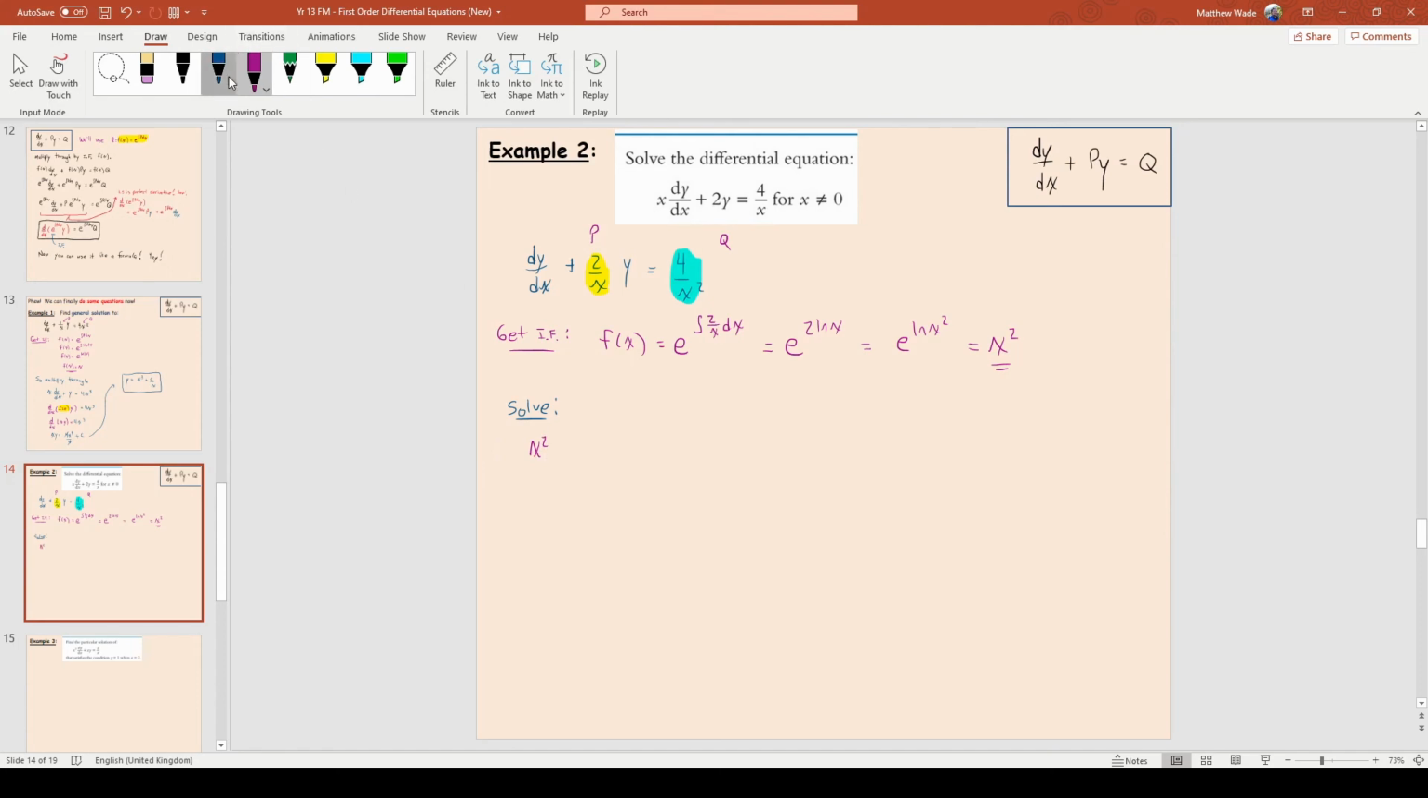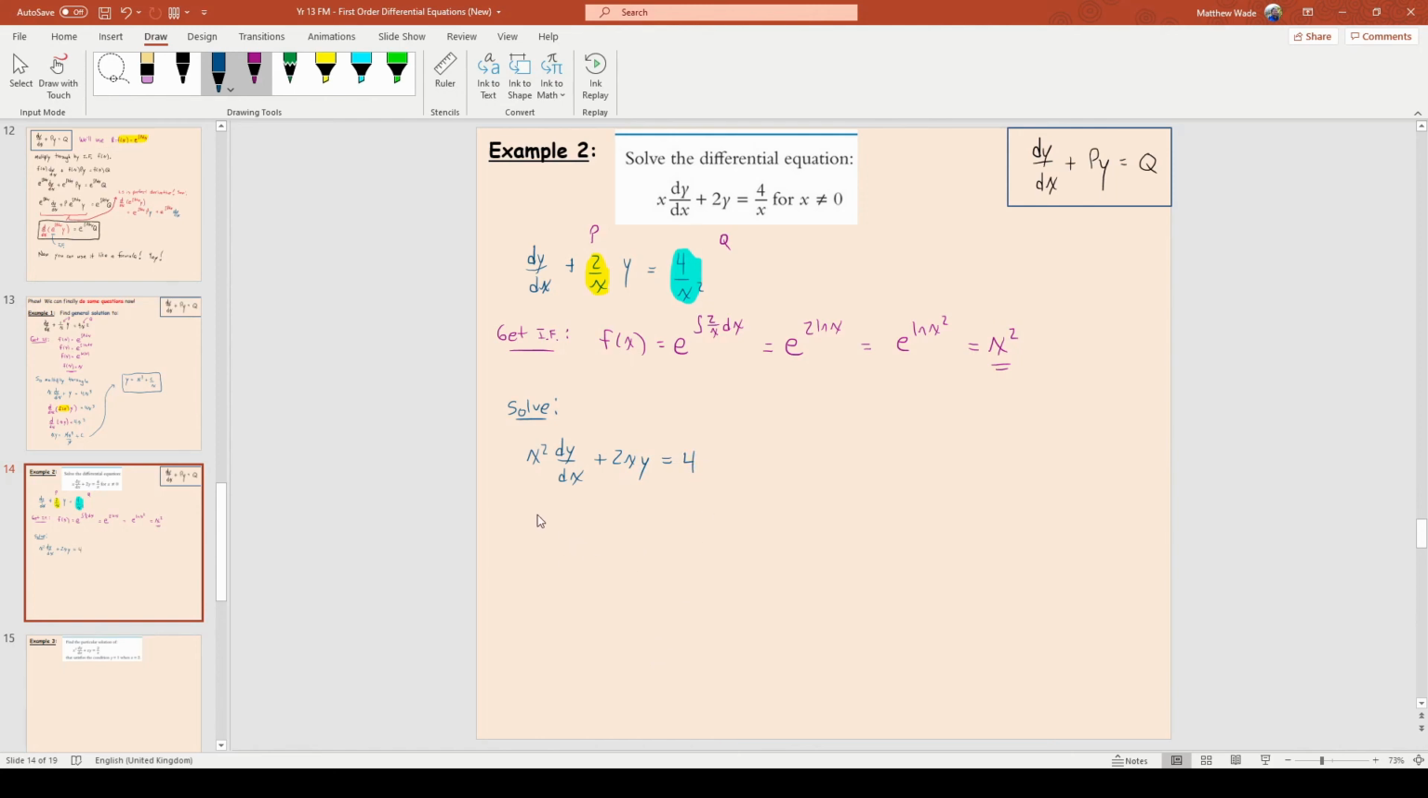What we're going to be left with is x squared dy/dx, and then I'm just going to be left with 2x, which will be x squared dy/dx plus 2xy equals, and timesing this by x squared, you're just going to be left with 4.